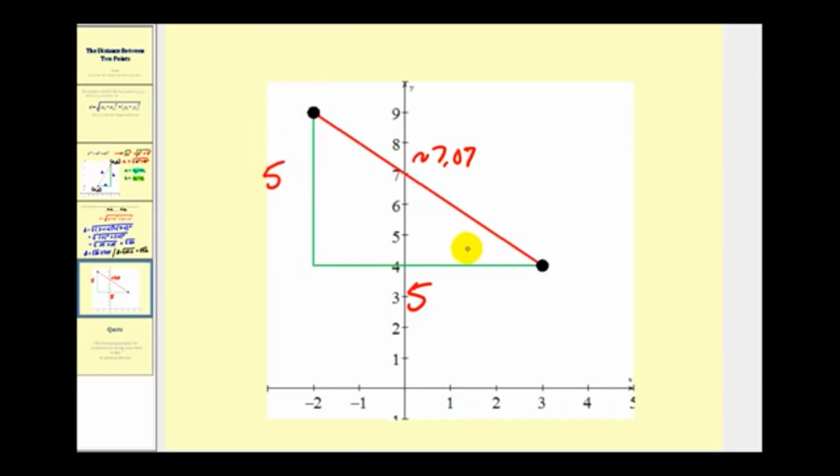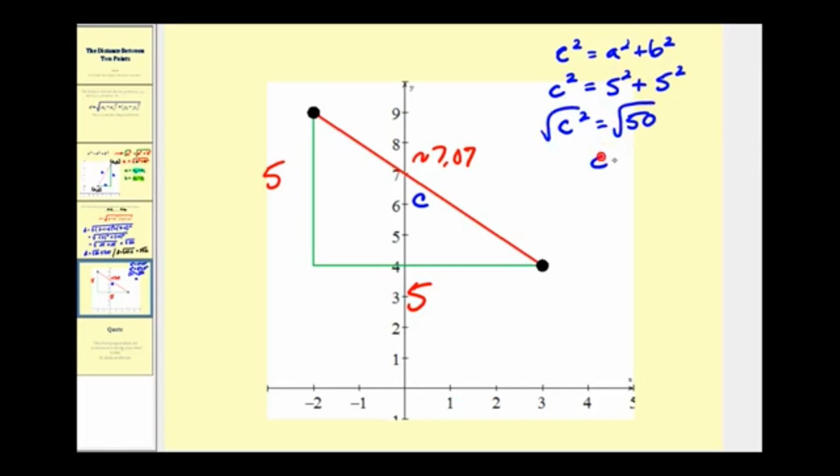Now just to do a quick comparison, if we wanted to label this side C for the hypotenuse and use the Pythagorean theorem, we should obviously come up with the same answer. We would have C squared equals, let's call this A, so we'd have 5 squared plus B squared, which would be 5 squared again. So we have C squared equals 25 plus 25, which is 50. And so we have the hypotenuse would have a length of square root 50, which we just showed on the previous screen was approximately 7.07.